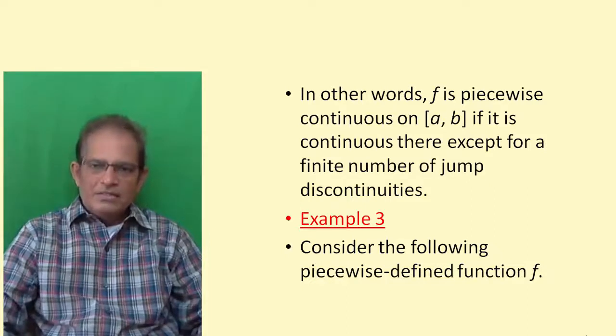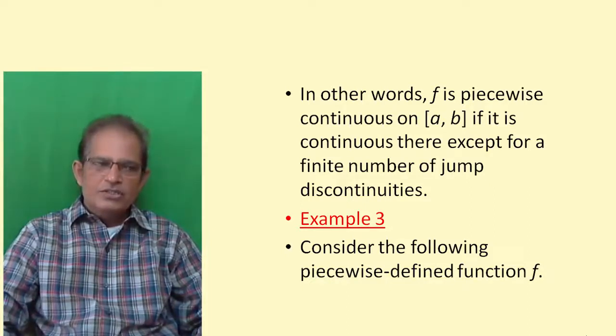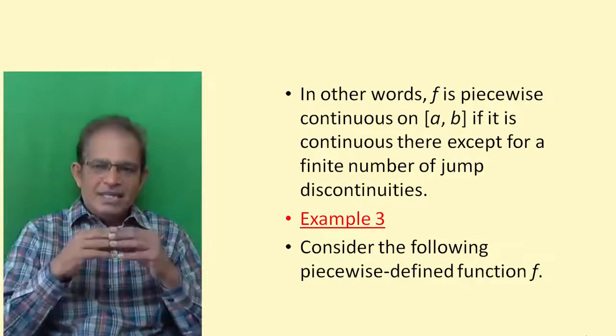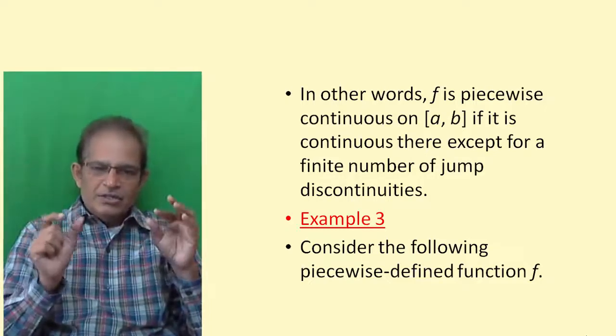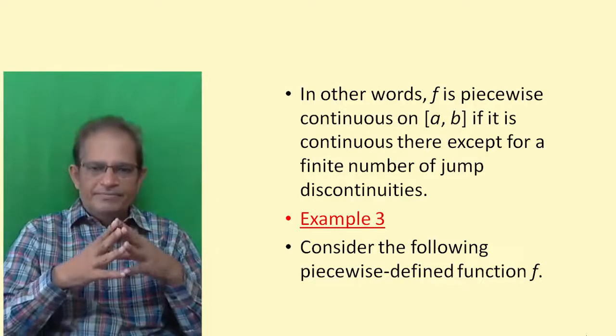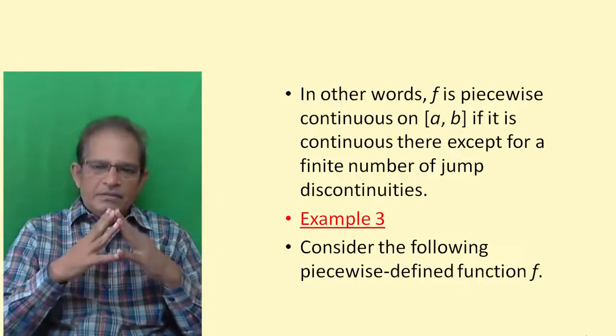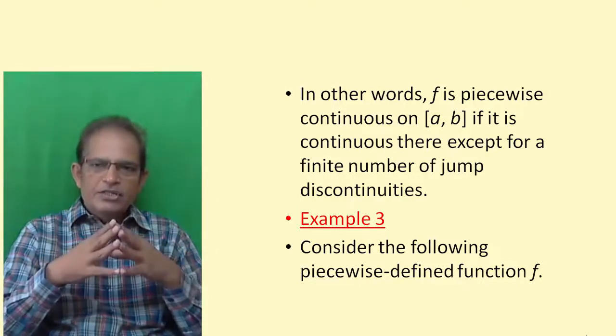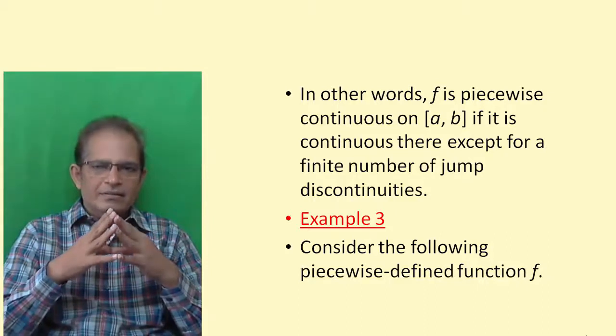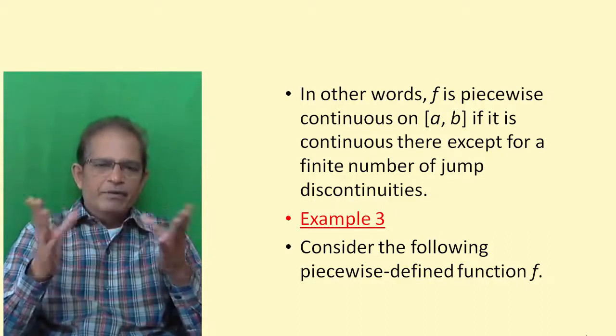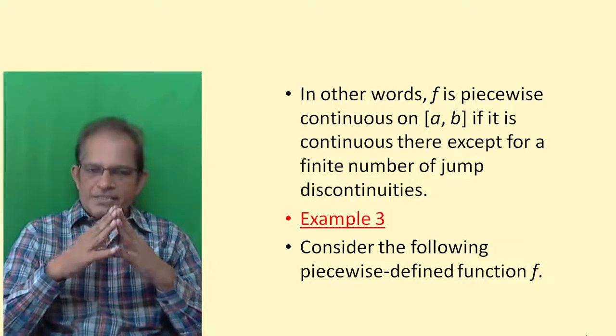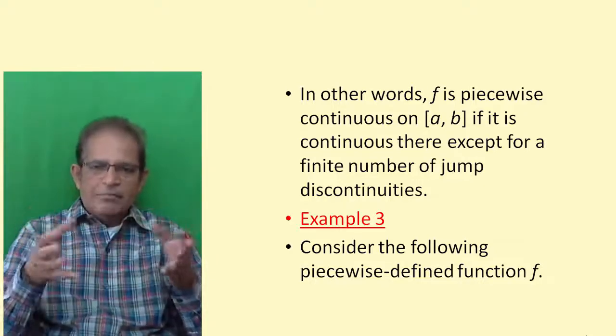In other words, f is piecewise continuous on a closed interval [a, b]. Piecewise in the sense the function is continuous in every subinterval. So if it is continuous there except for a finite number of jump discontinuities. Example 3.